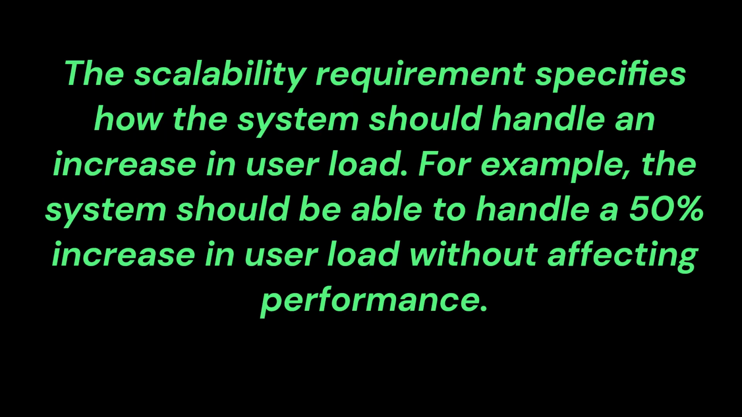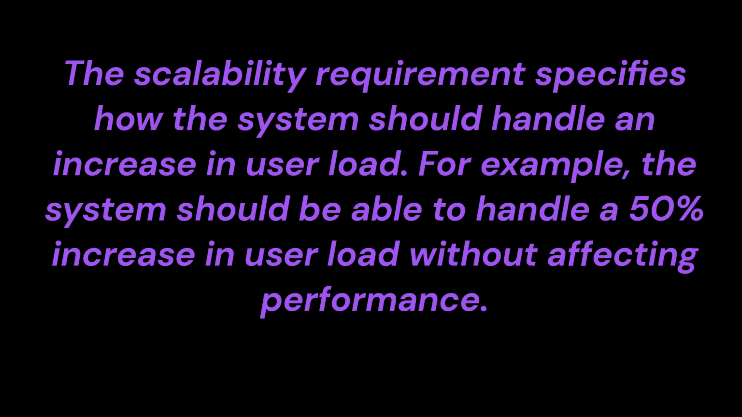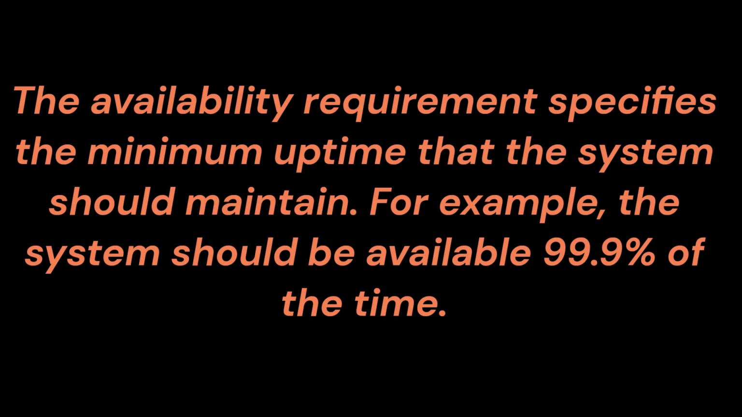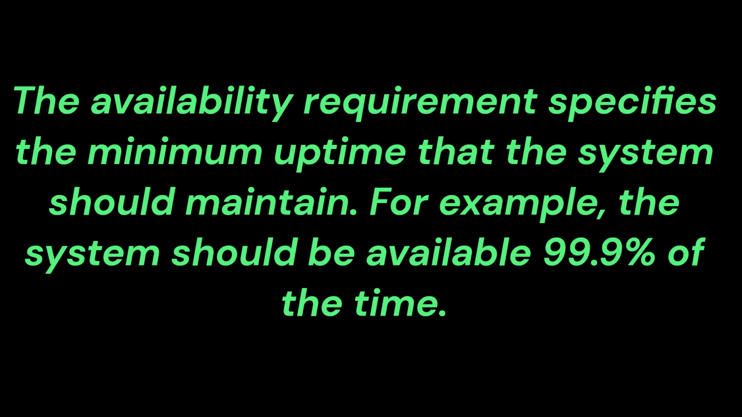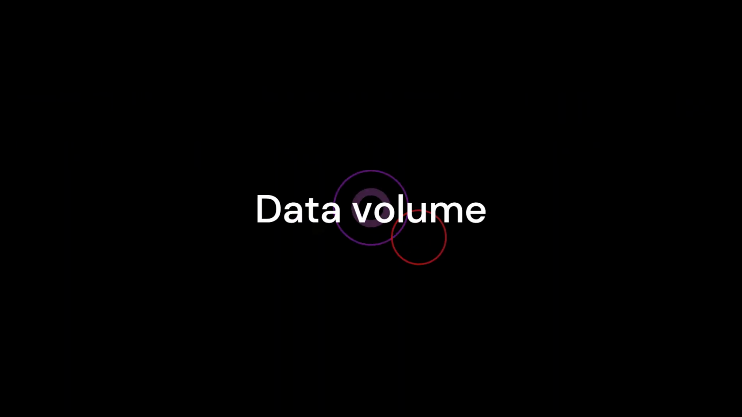Scalability. The scalability requirement specifies how the system should handle an increase in user load. For example, the system should be able to handle a 50% increase in user load without affecting performance. Availability. The availability requirement specifies the minimum uptime that the system should maintain. For example, the system should be available 99.9% of the time.